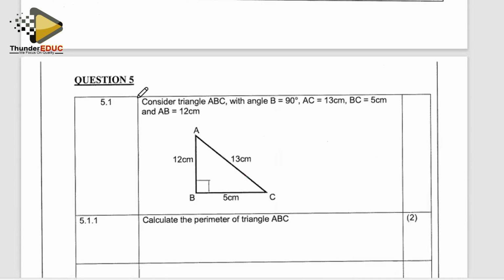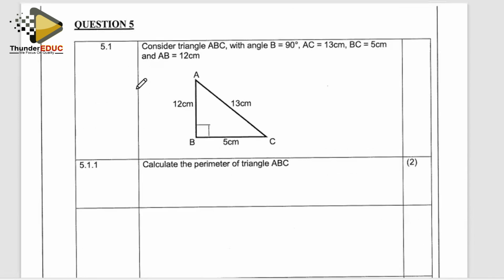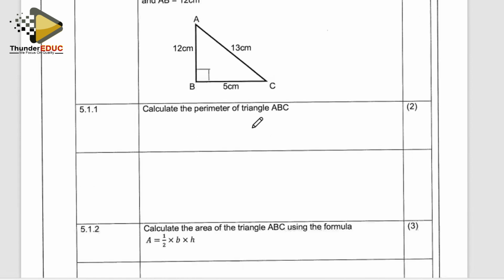All right, and lastly, question number 5. Consider the triangle ABC with B 90 degrees, AC is 13, BC is 5, and AB is 12. They want us to get the perimeter of the triangle. Remember, we say perimeter is the total distance around the shape. So AB plus BC plus AC. So that's going to be 12 plus 5 plus 13.